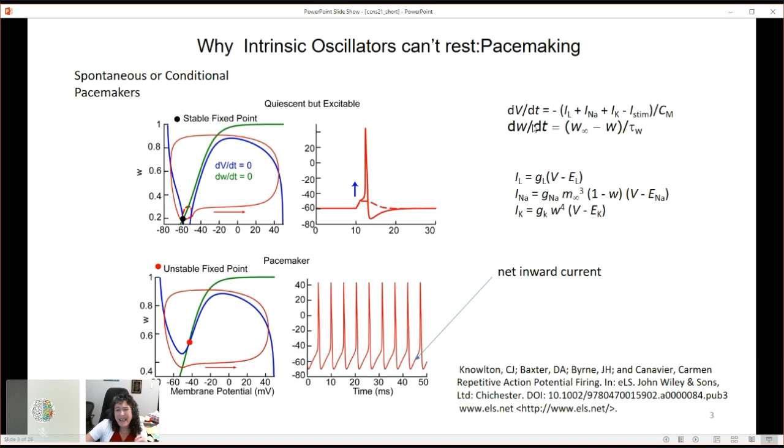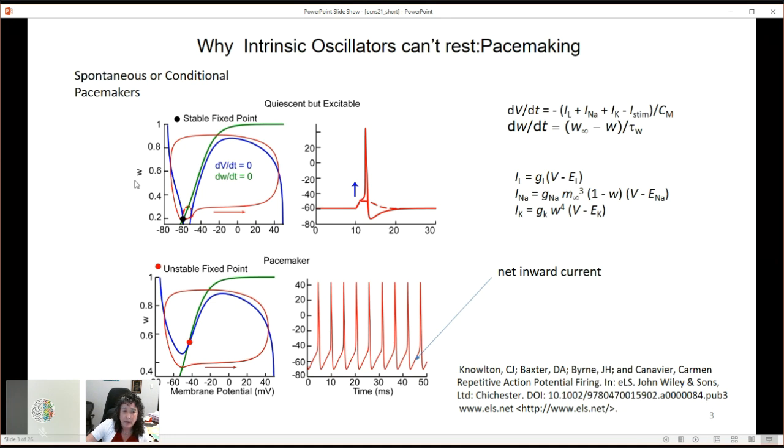So why can't these poor pacemakers rest? We have pacemaker neurons in the mammalian midbrain. The dopamine neurons are pacemakers. The neurons in the subthalamic nucleus are pacemakers. Also, the substantia nigra pars reticulata and the globus pallidus have pacemaker neurons. And these neurons, poor neurons, can't rest. They just have to fire continuously in a pacemaker-like fashion. We can understand this by looking at the phase plane representation.